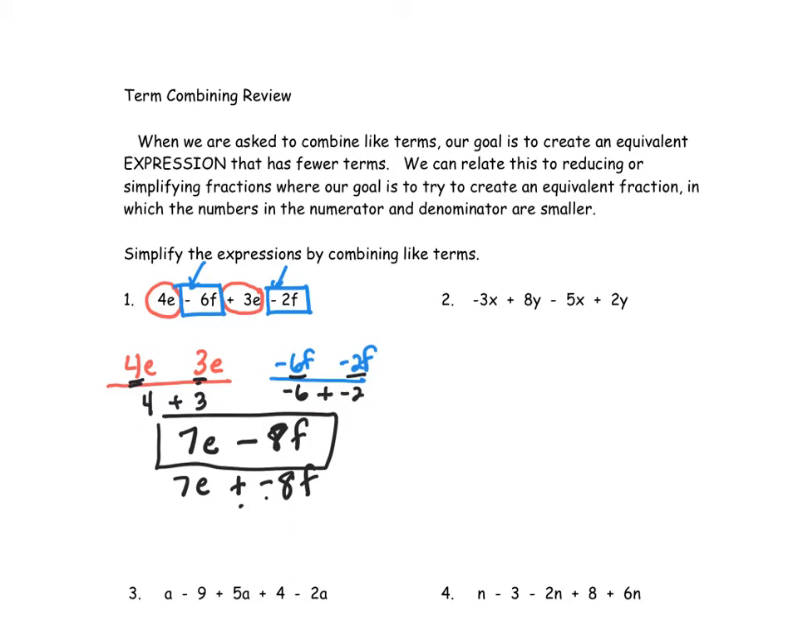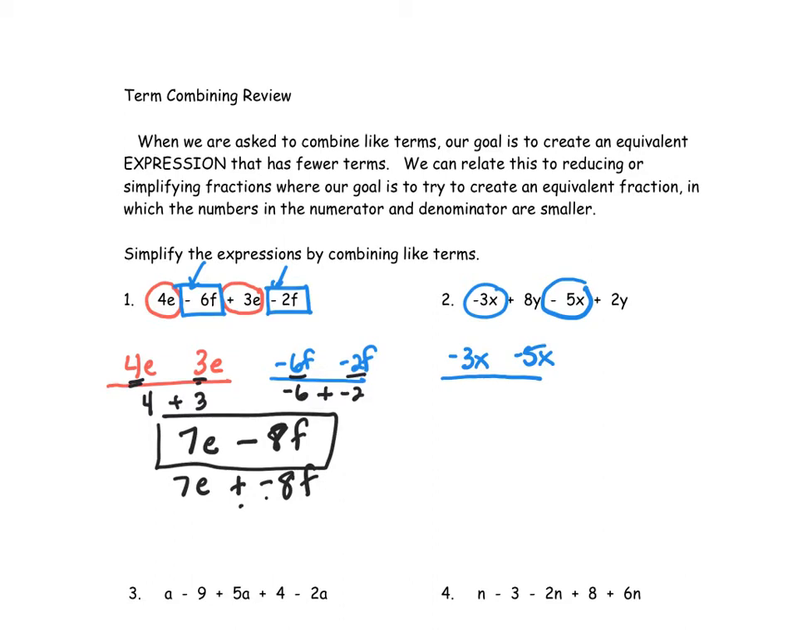So now let's go on to number 2. If I circled that negative 3x, can you tell me what is a like term to negative 3x? If you said negative 5x, you are correct. So would you please gather those up on a line?